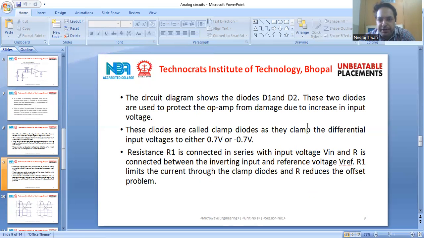The diodes D1 and D2 are added. The same I told you. It's a protection of the op-amp from excessive input voltage beyond the reference voltage. Now the same thing I told you, R1 and R are added in the circuit.